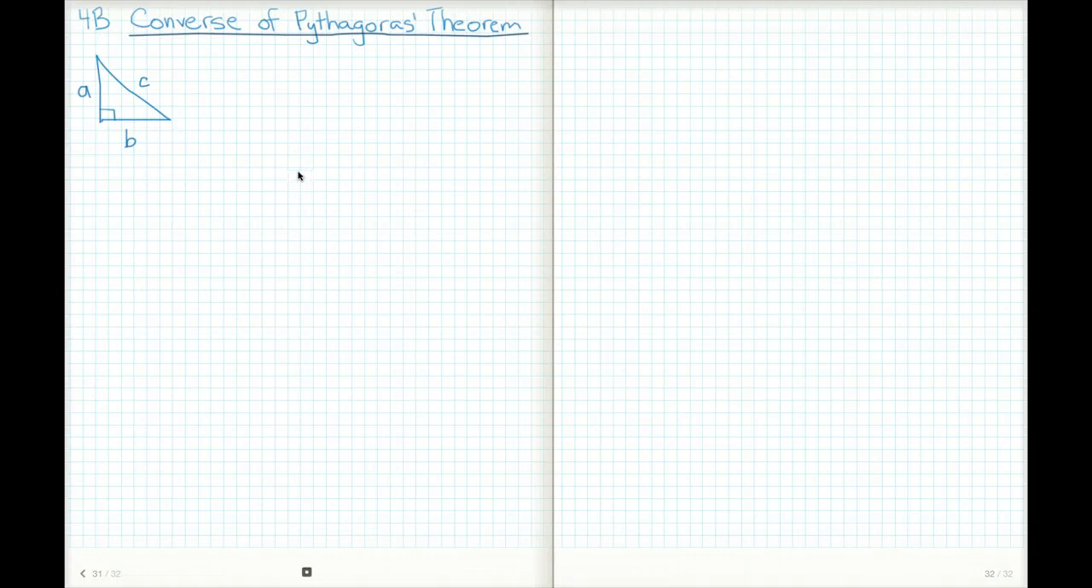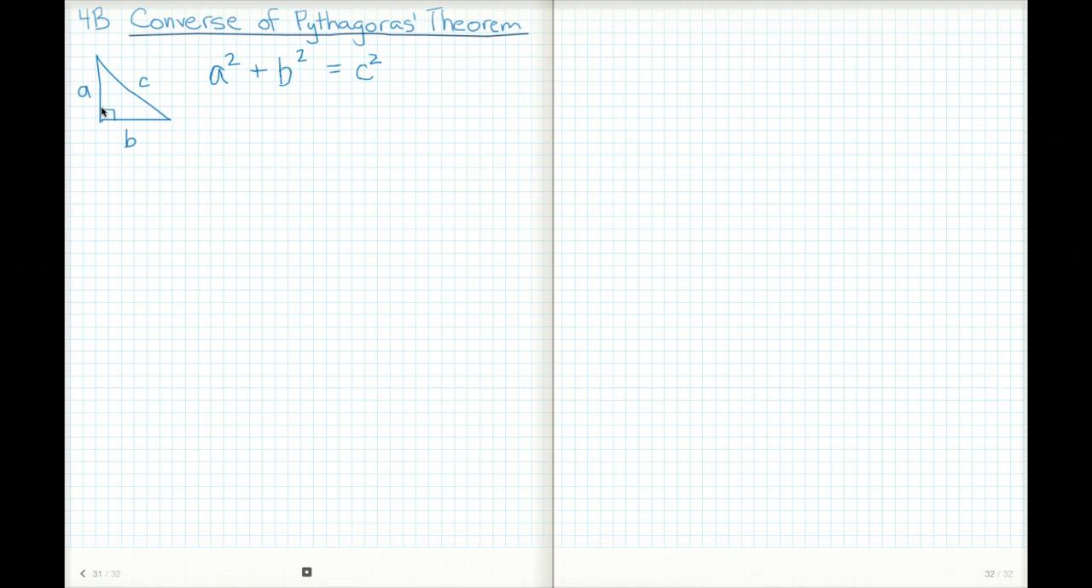Section 4b in your textbook deals with the converse of Pythagoras' theorem. You'll remember from section 4a that Pythagoras' theorem says if we have some right angle triangle, then the relationship of the sides will be such that a squared, one of the legs of the triangle, plus b squared, the other leg, are going to be equal to the longest side, or the hypotenuse, squared.